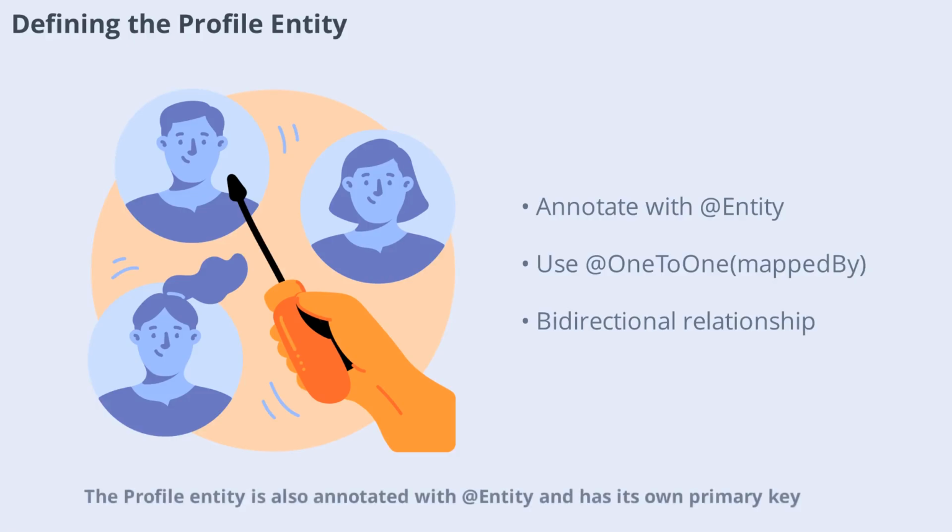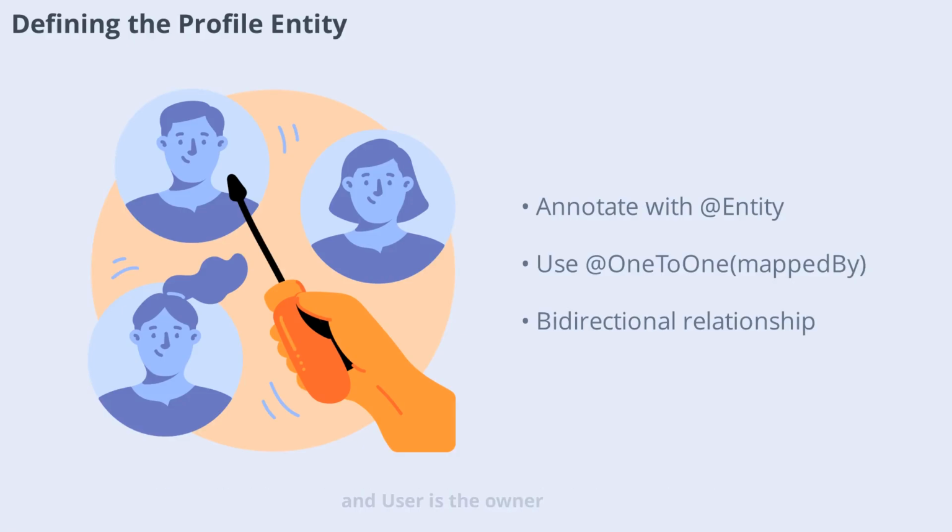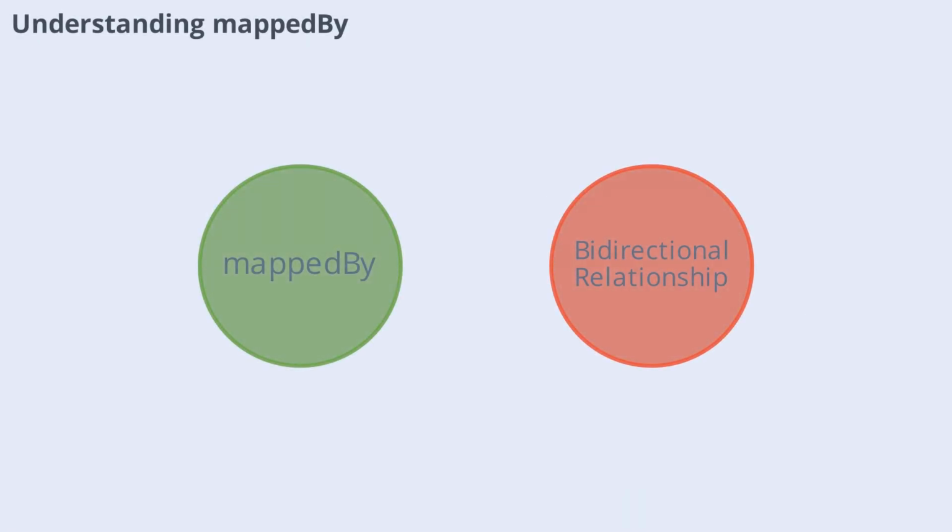The profile entity is also annotated with @Entity and has its own primary key. It includes fields like phone number and address. Importantly, it has a user field annotated with @OneToOne, mappedBy profile. This tells JPA that profile is the inverse side of the relationship and user is the owner. The mappedBy attribute points back to the profile field in user, ensuring the relationship is bidirectional but managed from one side.